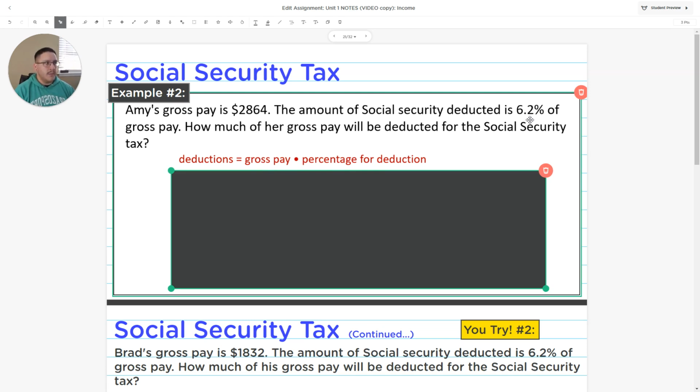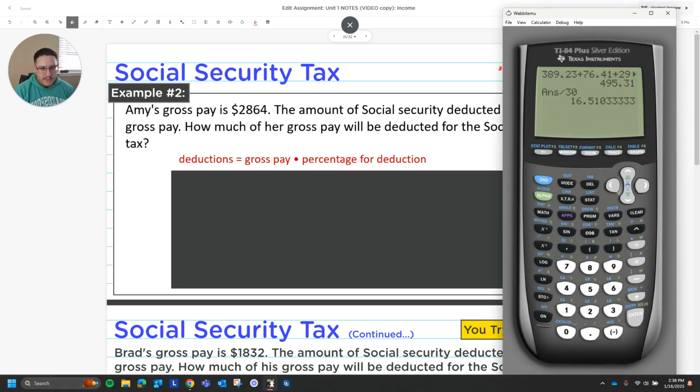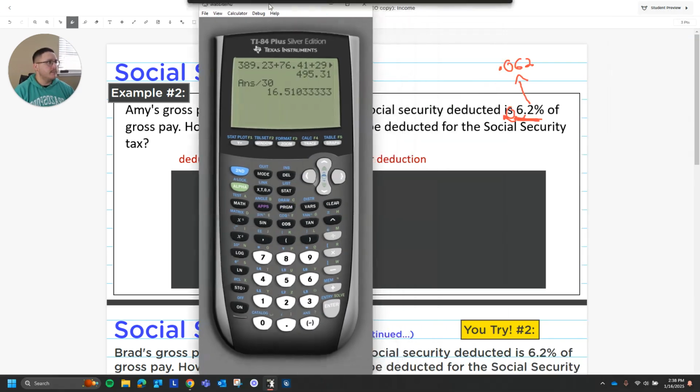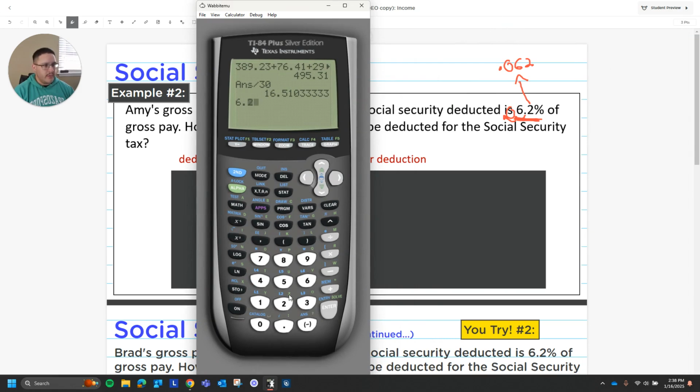Well, the percentage is 6.2%. However, we can't use percentages in our calculations. We have to change them to decimal form. So we can either move that decimal point to the left twice and fill in any zeros, and we get 0.062. Or you take that percentage, 6.2, divided by 100, you'll get the exact same number, 0.062.